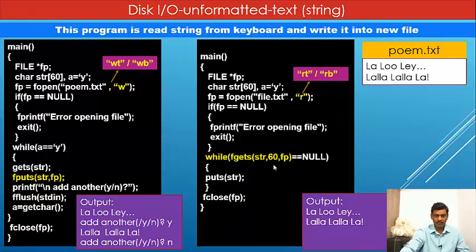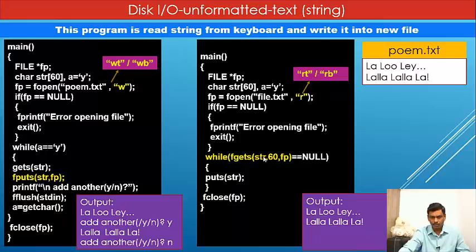The condition is false. While of fgets of str, here we use fgets to read a string from file. Here we use fputs to write a string to file. fputs takes only 2 arguments. First one is a string variable. The second one is a file pointer variable, the file structure pointer variable. In fgets we use 3 arguments. The first one is a string variable name, the address of the string. 60 is the maximum number of characters. fp is a structure pointer variable. fp has the address of this file.